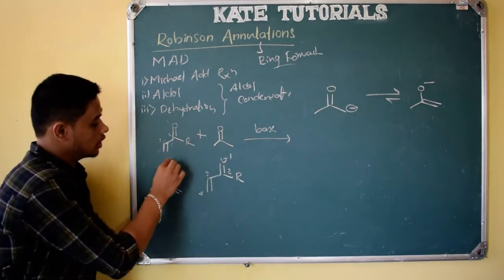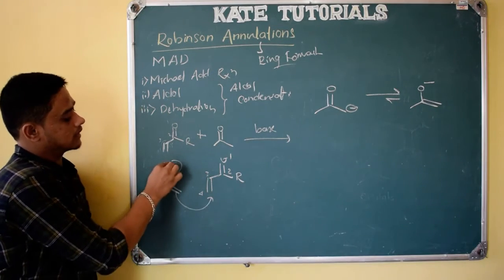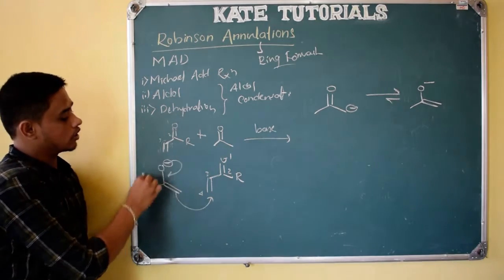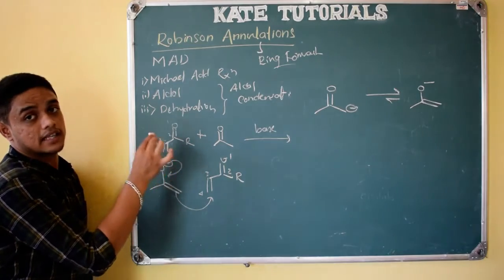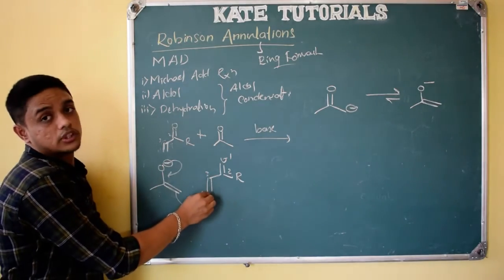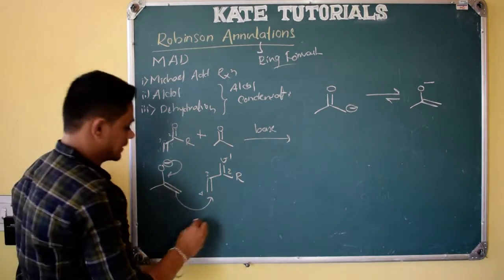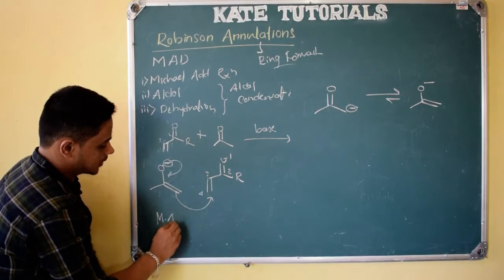1,4 nucleophile. This acts as a nucleophile, right? Because it has got negative charge. The molecule which is rich in electrons acts as a nucleophile. So the nucleophile will attack the 4th position, right? This is called Michael addition. This step is called Michael addition.